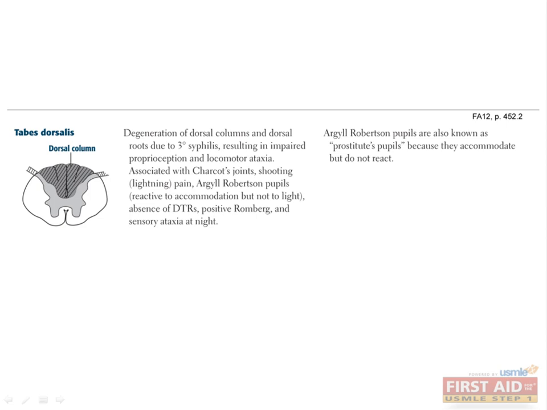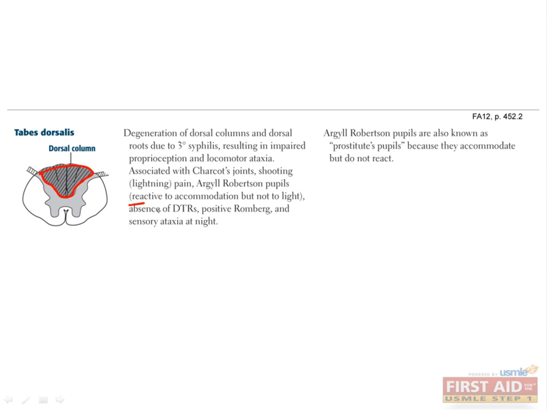Here you see an image of tabes dorsalis. This is the sequela of tertiary syphilis. You get degeneration of the dorsal columns. So what can you predict will be impaired? Well, patients have impaired vibration and position sense. Other findings that you might notice with tertiary syphilis include Charcot's joints, neuropathic pain, and Argyll-Robertson pupils.